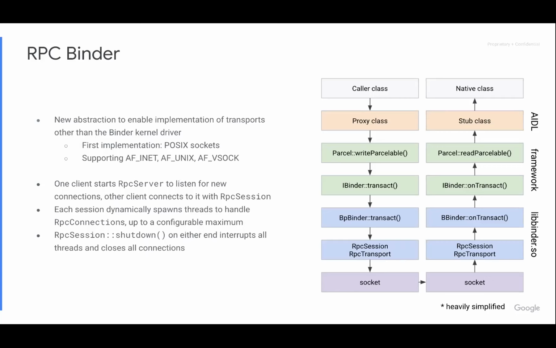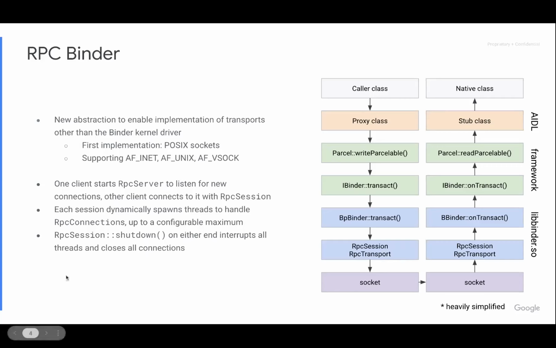So the first implementation of this is POSIX sockets. And right now, RPC Binder supports the INET, Unix, and VSOC address families. So it's your TCP/IP, Unix domain sockets, and virtual sockets from the server world.